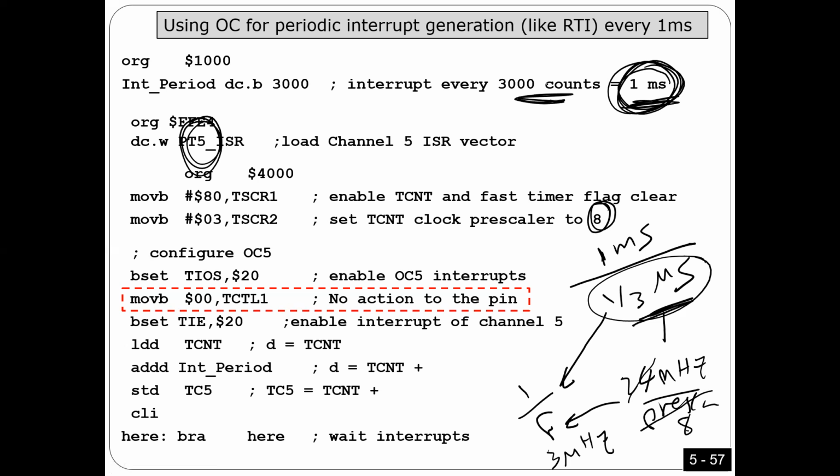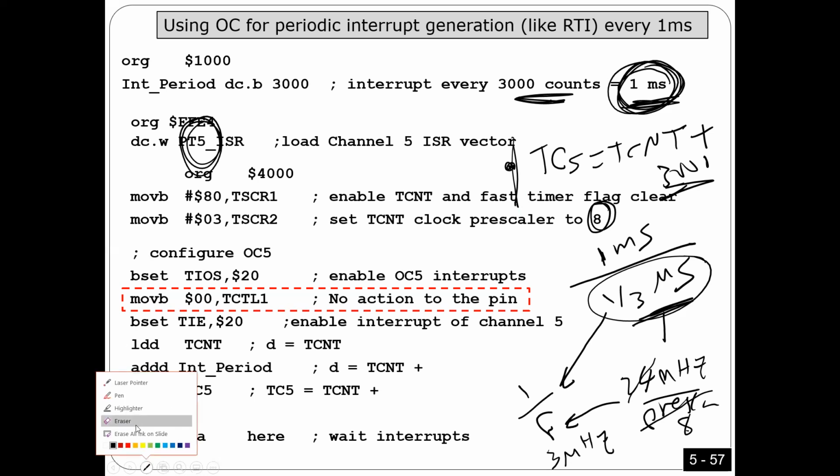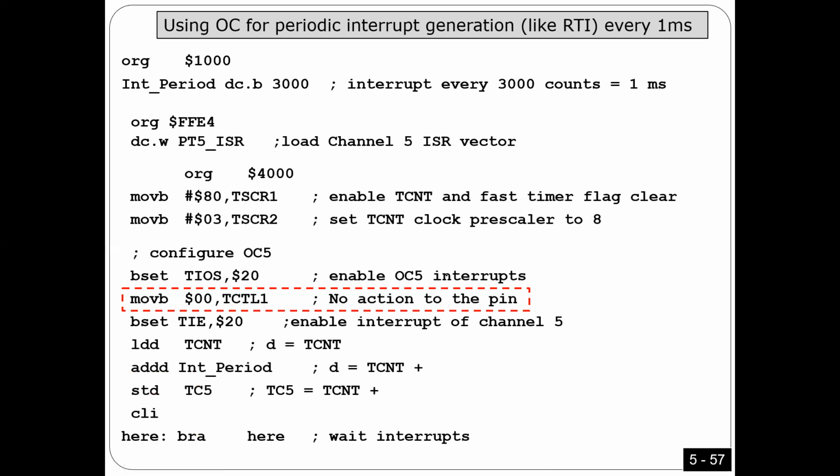Okay, guys. So what I'm going to do, very simple, very easy. In every interrupt, I'm going to say TC5 should equal TCNT plus 3,000. That means please interrupt me after 3,000 counts. Is that okay? What about the pin? Because this one also has to manipulate the pin. I don't care about the pin. That's why I need to go back and show the option of no action on the pin.